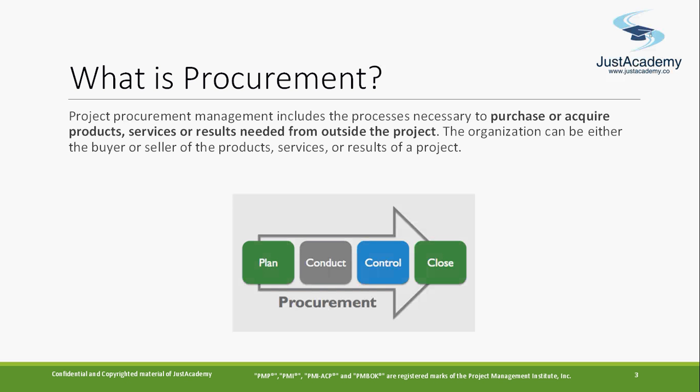Now, in this case, sometimes we go for products, sometimes for services. It can be both. Okay, so these are the activities we do as part of procurement. One is to plan: we plan what things we need, and then we conduct. We go and get it done. Then we monitor the procurement that we have done. That will be the monitoring and controlling.